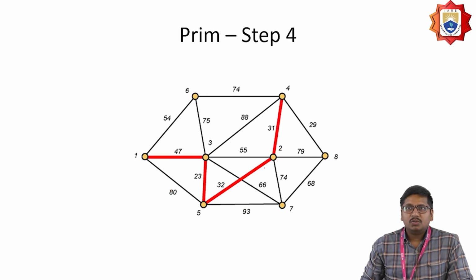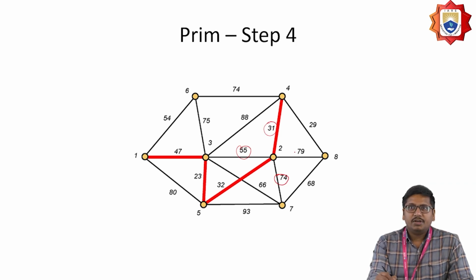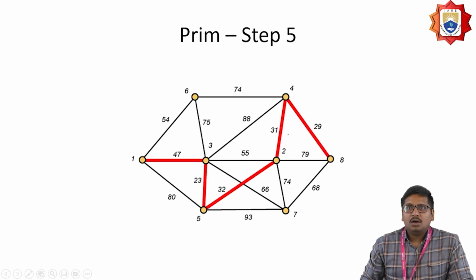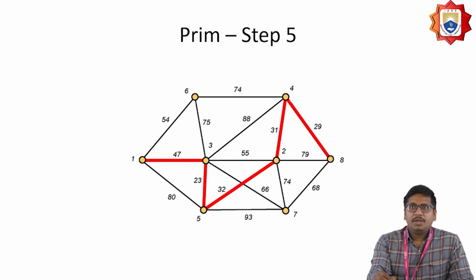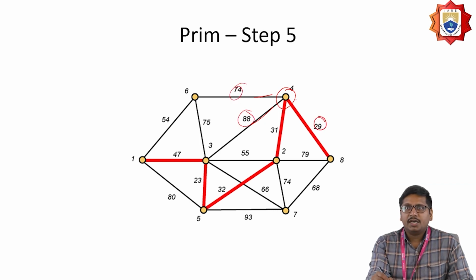From here, what is the next minimum I'm going to select? I'm going to have 31, 55, 74, and 79. Among these four, what is the minimum one? 31. So 31 is going to be selected. After that, from here onwards, what is the next minimum? 74, 88, 29 is there. Out of these three, what is the minimum one? 29. So 29 is going to be selected.